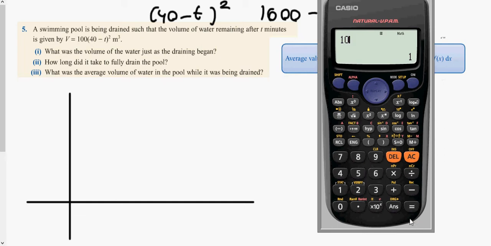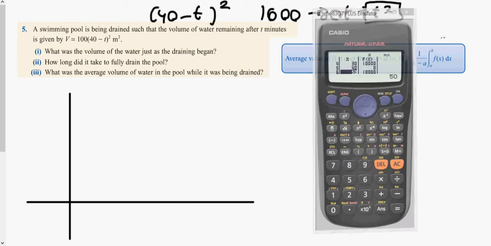I'm going to go up in steps of 10. And look what happens. Okay, so at the start, the pool is 160,000 litres, or say 160,000 meters cubed. And then as time goes on, we can see it gets smaller and smaller. We can see after 40 seconds, there's no volume left. And then it hits the bottom and goes back up again.